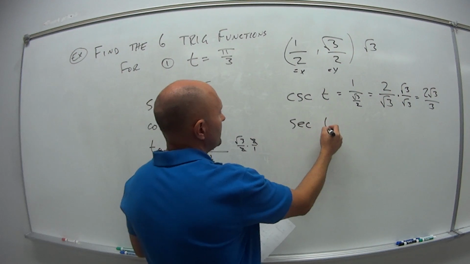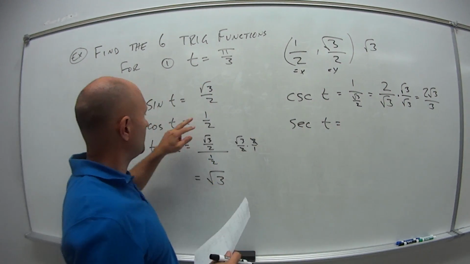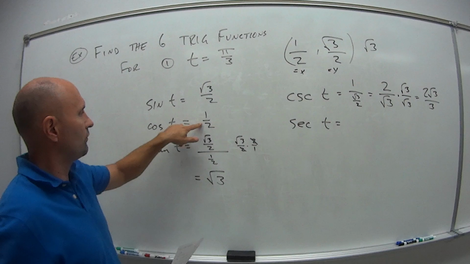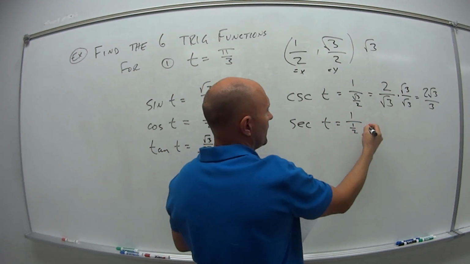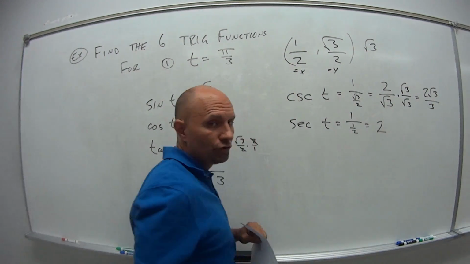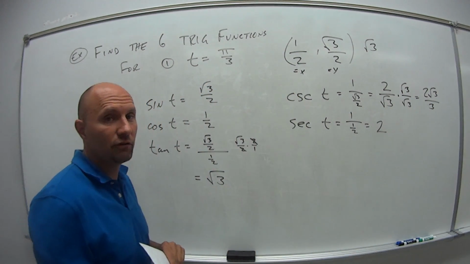All right, now secant of t. Secant is just flipping over whatever my value for cosine is. It's 1 over x. So 1 over 1/2, which is just 2. So secant of t is 2.